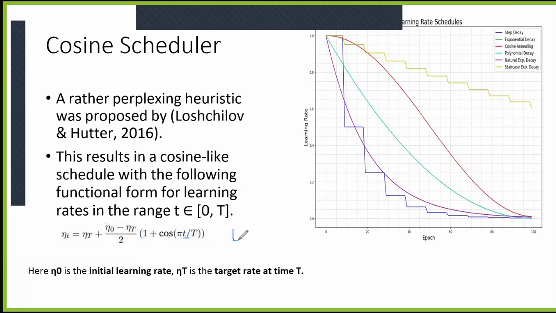Whereas when the t is equal to the big T, then the t's will cancel out, with cosine of pi. It's -1. So this term is 0, and this entire term will cancel out. So eta t is equal to the target learning rate. So all of the t's in between 0 and the big T will follow this trend. So this is the idea.